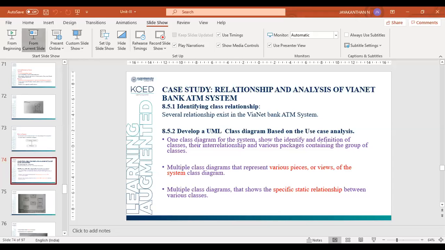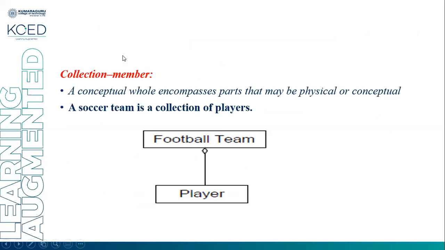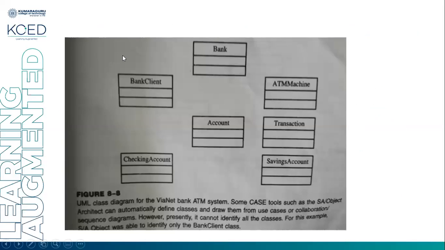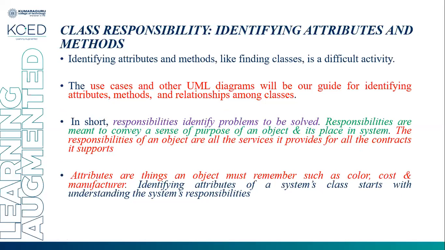So in this video lecture, we are going to discuss class responsibility, identifying attributes and methods. So how to identify the attributes and methods of a class. Identifying attributes and methods, like finding a class, is a difficult activity. The use cases and other UML diagrams will be our guide for identifying the attributes, methods, and relationships among the classes.